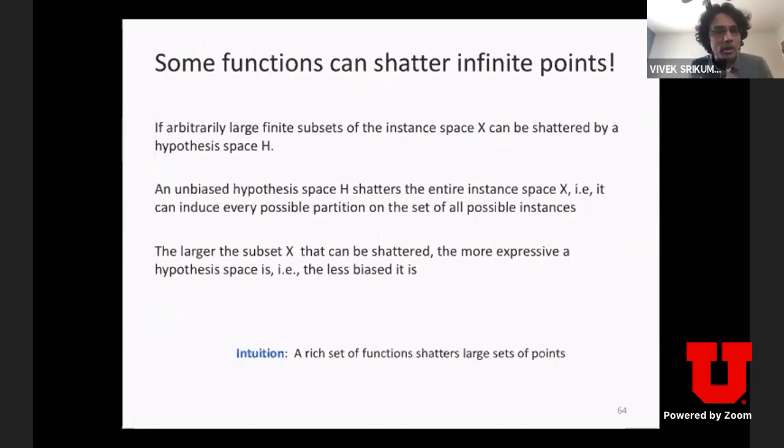An unbiased hypothesis space can shatter the entire instance space. No matter how the instance space is labeled, this unbiased hypothesis space will find a labeling that matches it. So for example, if I grow a decision tree to arbitrary depth, no matter how your training set is labeled, you will find a decision tree that agrees with it.